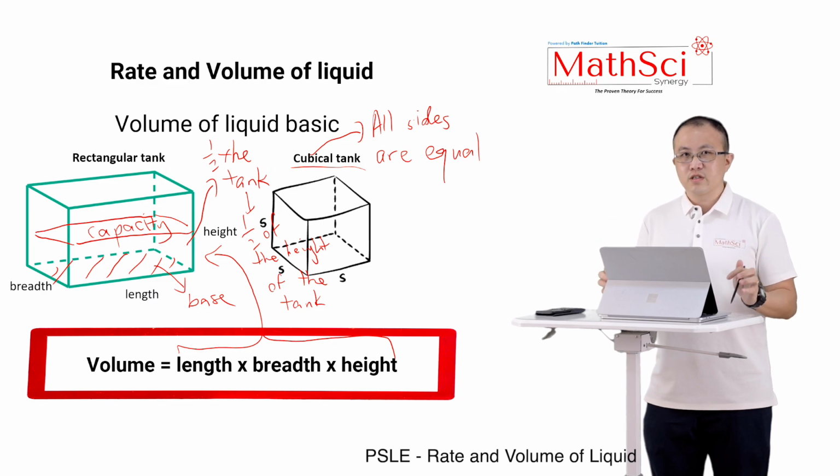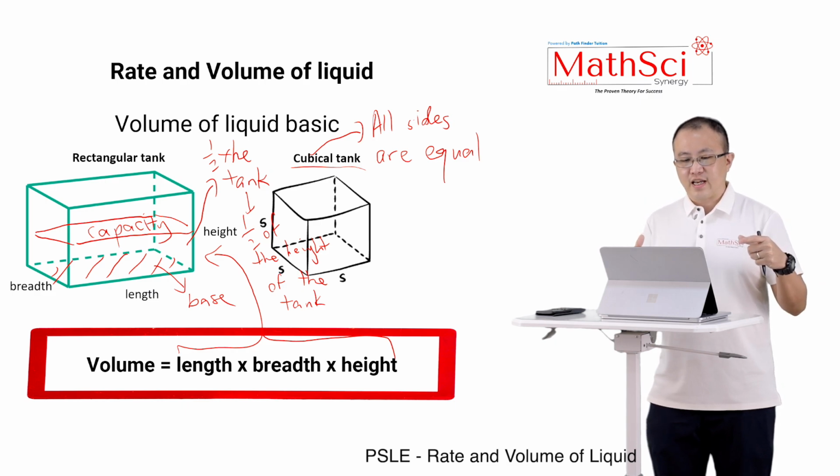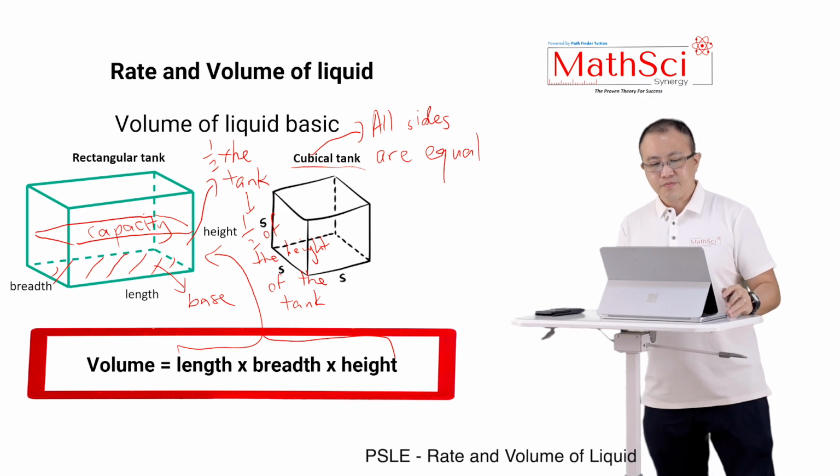In the future you will be learning about how a change will affect this, but at this point, let's imagine that it will be the same throughout. So if it's the same throughout, then you can say that half the tank will be half of the height. 3/4 of the tank means 3/4 of the height filled. Okay, so that's the thing.